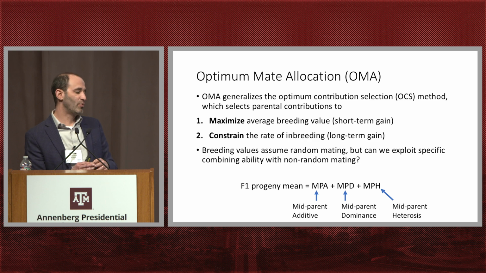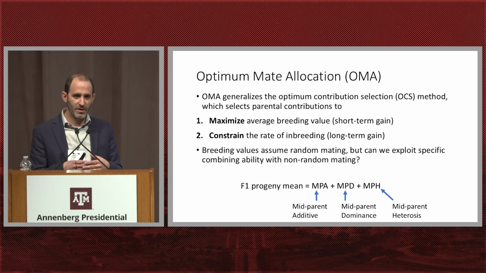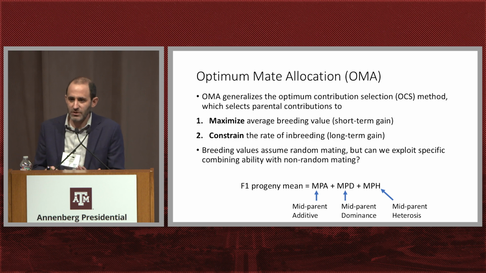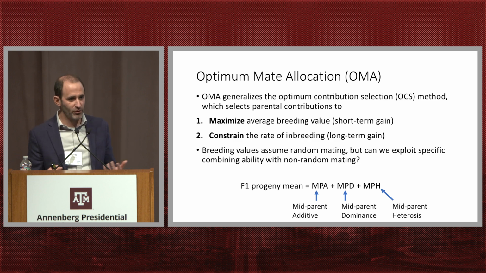The point of the OMA, the optimum mate allocation, seeks to answer the question, well, what if you go beyond random mating? This methodology of using breeding values assumes that you basically will take your parents and randomly mate them. We know that certain mate combinations can exploit their specific combining ability due to their complementarity. Can you use that to your advantage? Instead of just randomly mating your parents, make specific crosses.